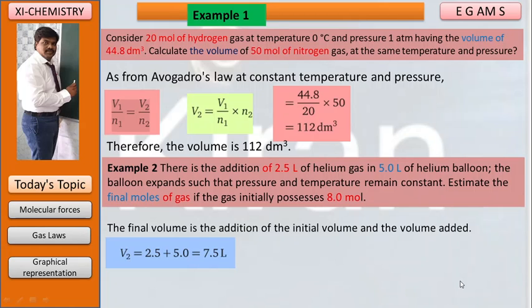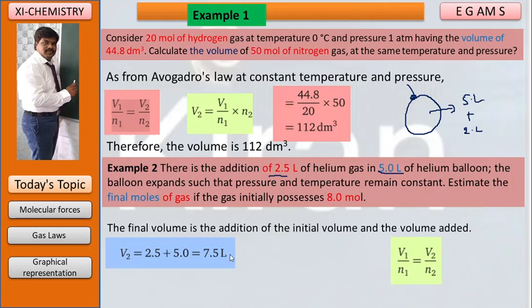Why have I written 2.5 plus this? Already the helium balloon's initial volume is 5.0 liters. There is the addition of 2.5 liters of helium gas to the 5.0 liter helium balloon. Already it is having some, this is the helium balloon. So this helium balloon, its volume is 5 liters. Now I am adding 2.5 liters. So total how much is it? 7.5 liters.